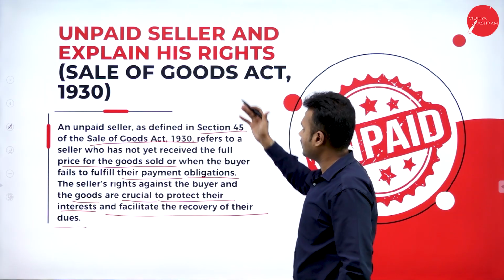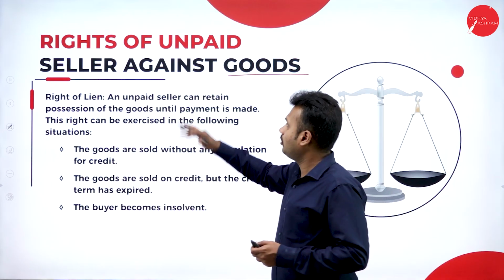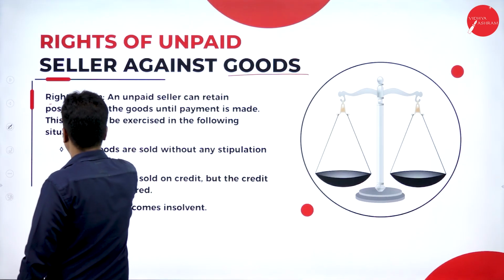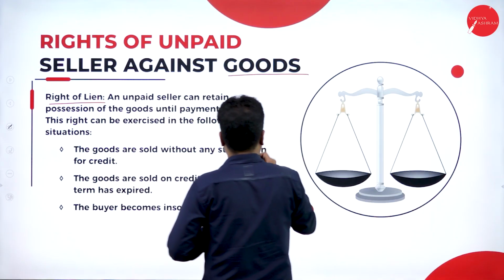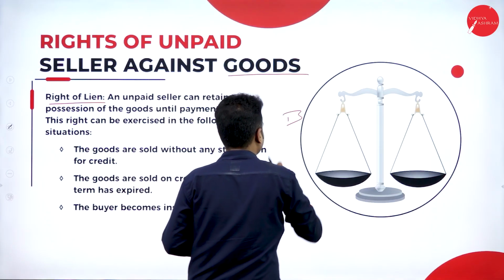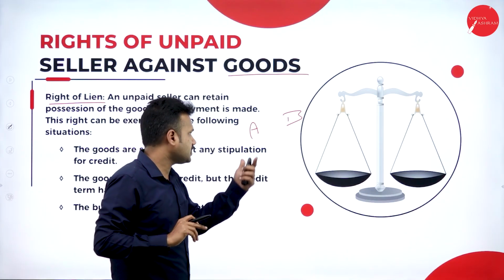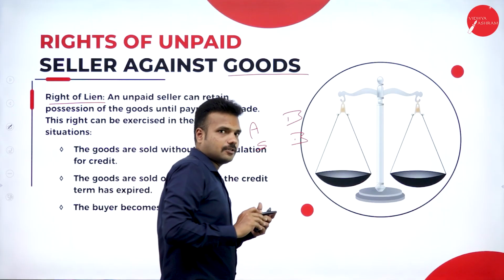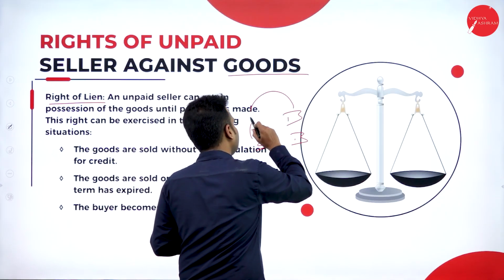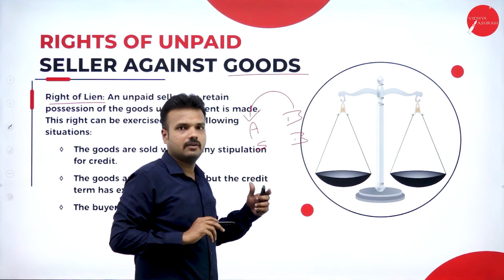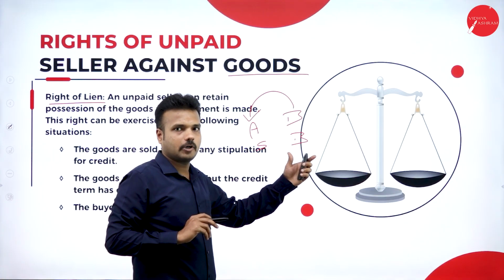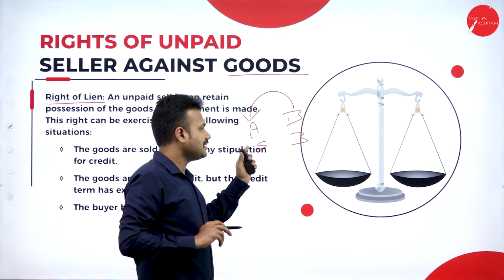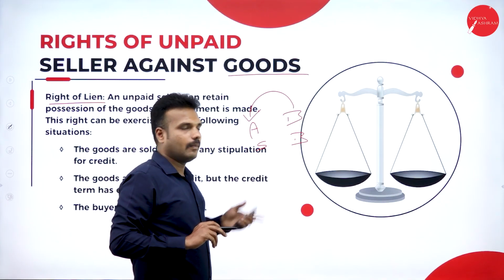According to the Sale of Goods Act 1930, rights of the seller against goods. Right number one, right of lien. For example, Mr. A and Mr. B. Right of lien means Mr. A is a seller, Mr. B is a buyer. What happened? Mr. B had given an advance to purchase a product, but he had not paid the complete amount. Until and unless B pays the complete amount, Mr.